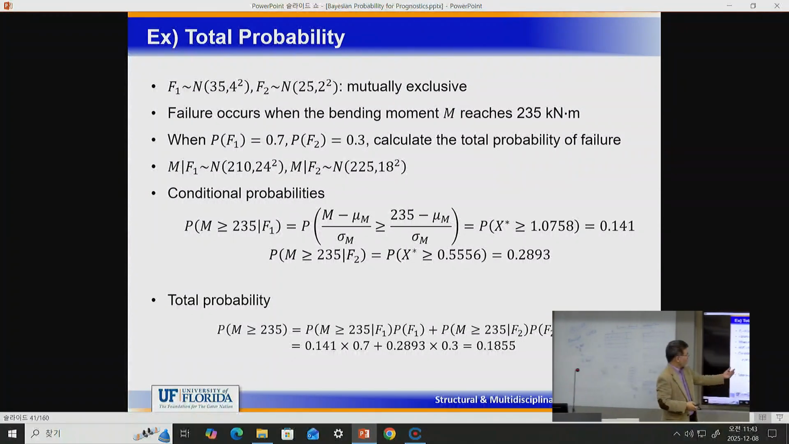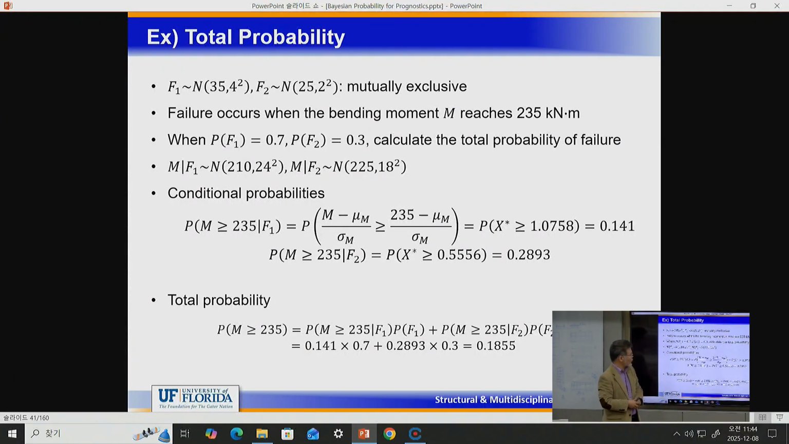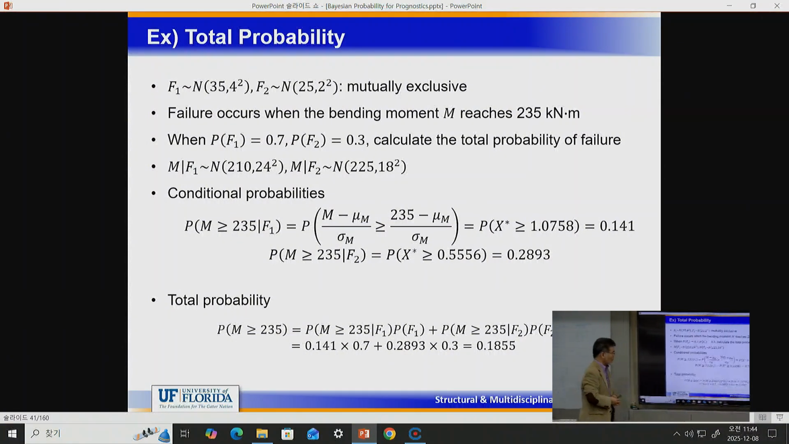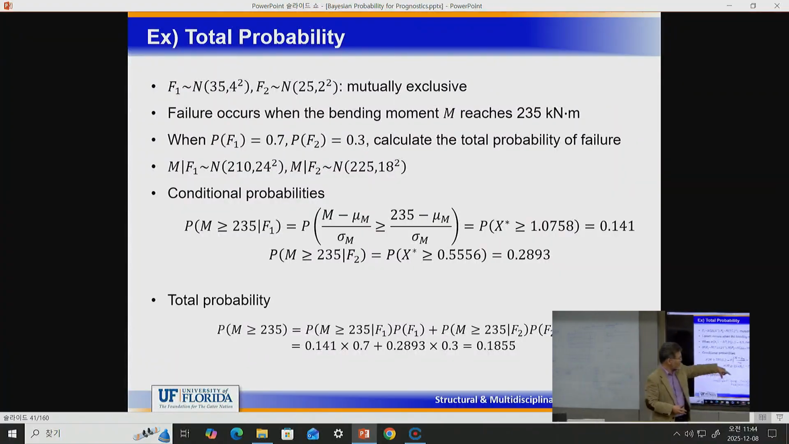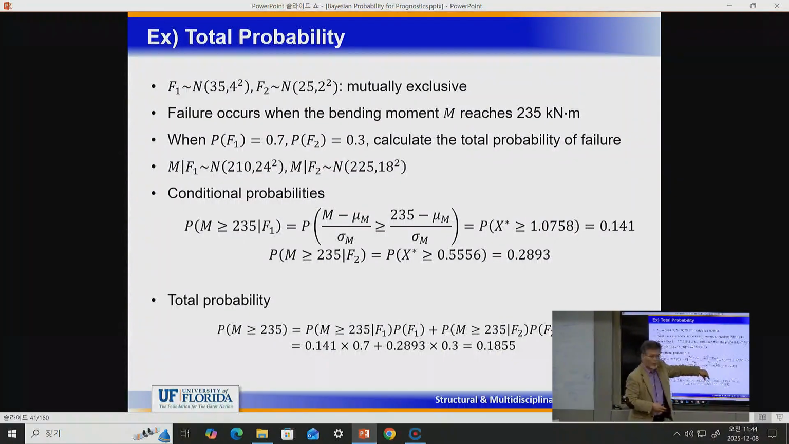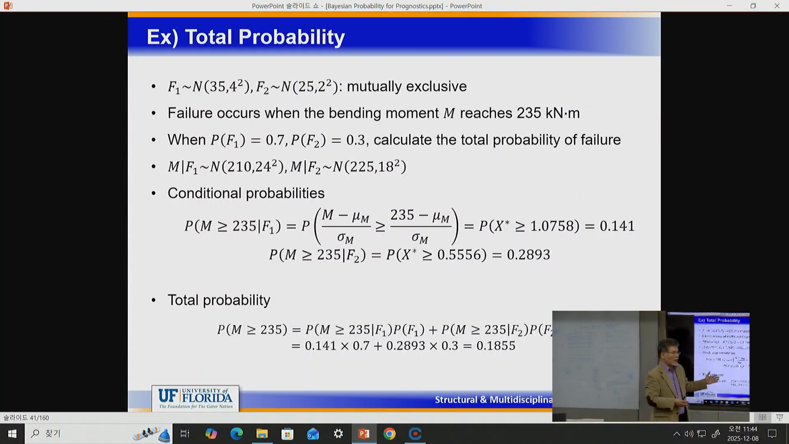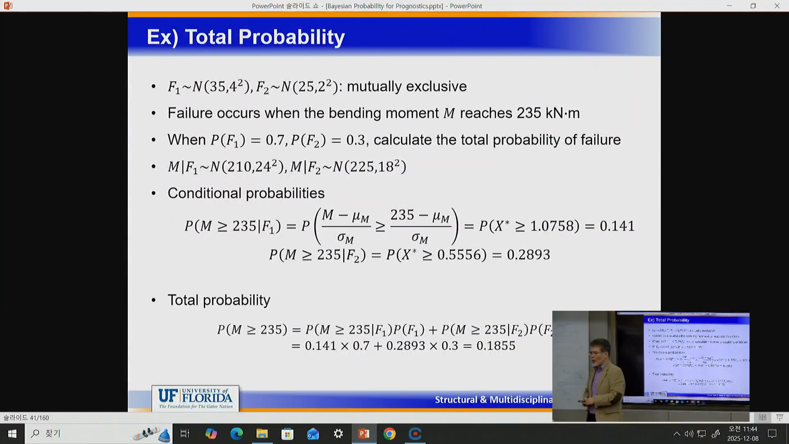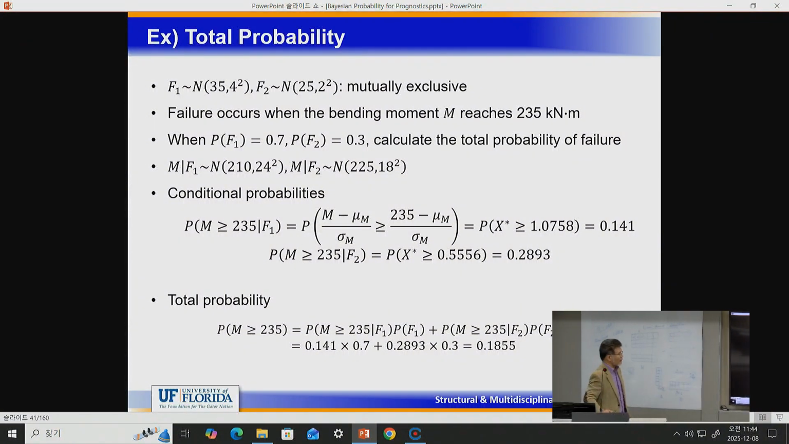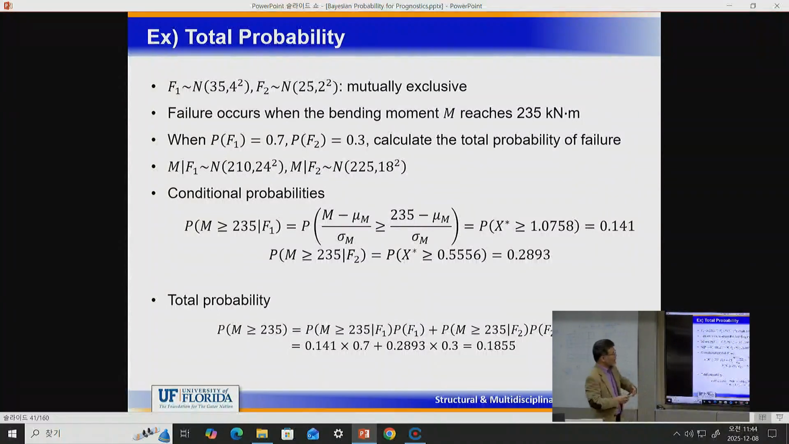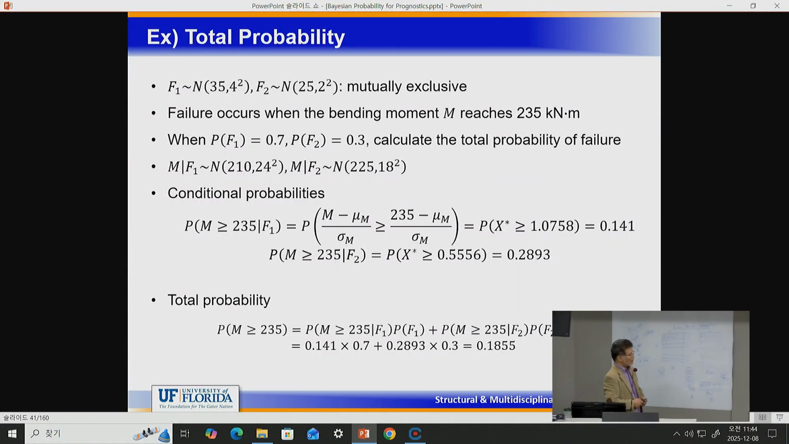The probability of the bending moment being greater than 235 for given F2, following the same process, is 0.2893. Then the total probability is this conditional probability times the probability of F1, plus this conditional probability of F2 times the probability of F2. So the actual probability of bending moment failure is about 0.18. That's how we calculate it. The only condition this needs to satisfy is that they are mutually exclusive. F1 and F2 will not happen at the same time, and there's no other load involved in the system, then it will fail with that probability.